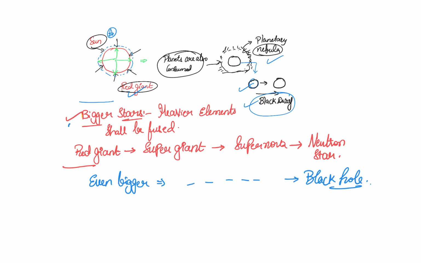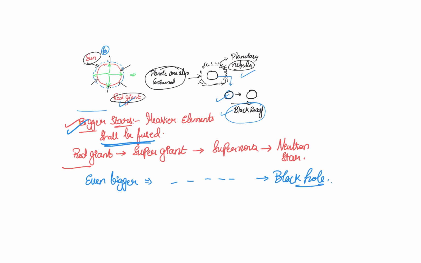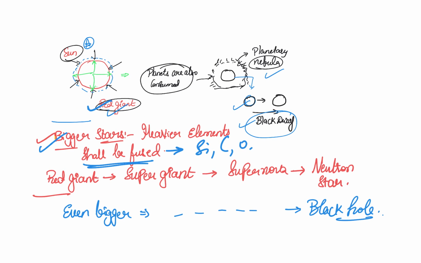So obviously, if the stars are bigger, heavier elements will fuse together. That is how elements like silicon, carbon, oxygen, etc. came into existence in our universe. Now, after that, what happens is, just like how the red giant was formed in the case of our star, in the case of bigger stars, supergiants will form, and they will further disintegrate, as a planetary nebula did in the case of our sun.